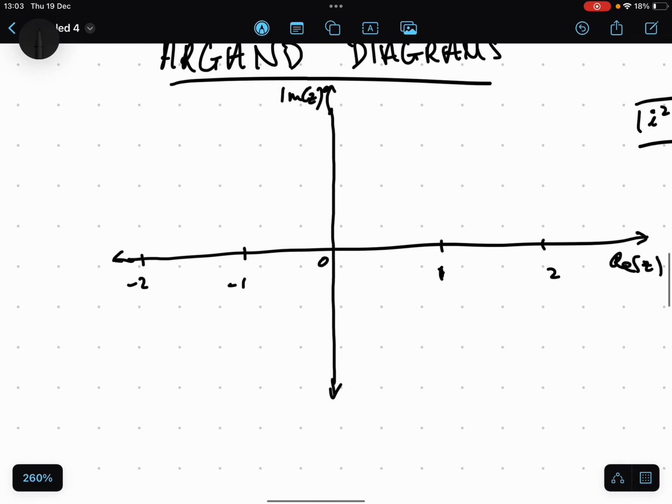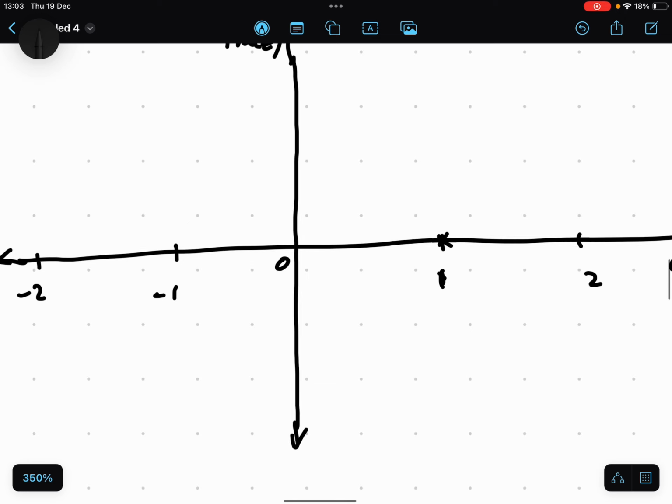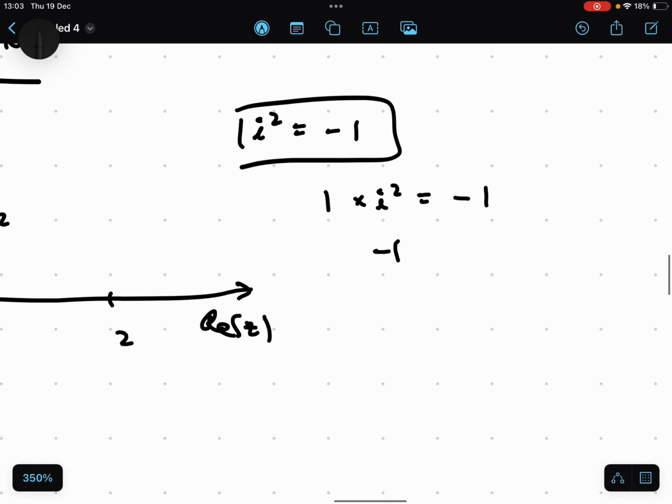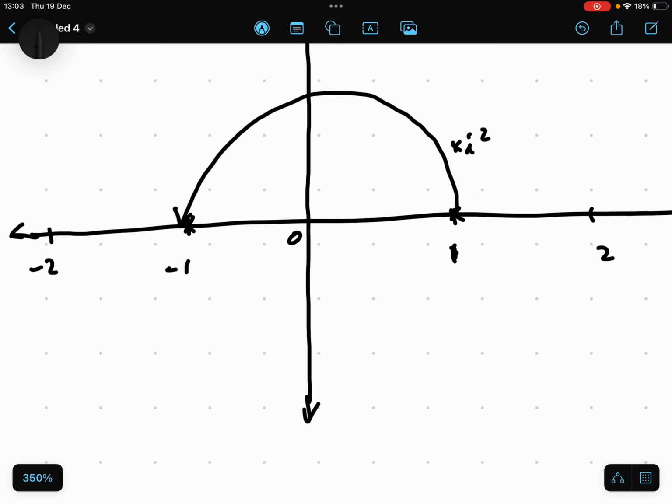So what we can do is think about, okay, I'm here, and I somehow end up over here. So maybe I must have done some sort of rotation, a 180-degree rotation, to end up there, if I'm multiplying by i squared. And then we can do that again. We can go to negative 1, and then multiply by i squared, and we will end up back at 1, because negative 1 times i squared is negative 1 times negative 1, which gives me positive 1. So again, I'm going over here, and then I end up over here. So it's another 180-degree rotation. I know my circle isn't perfect, but hopefully you get the idea.